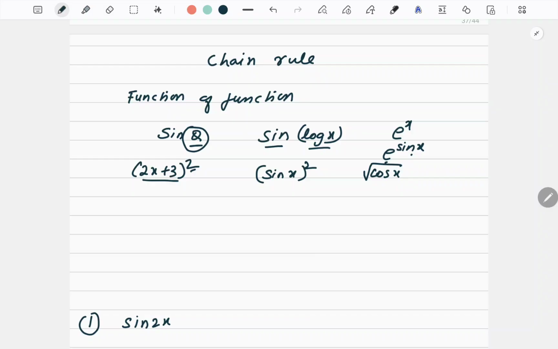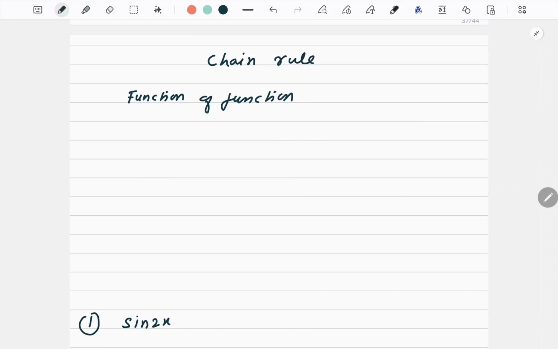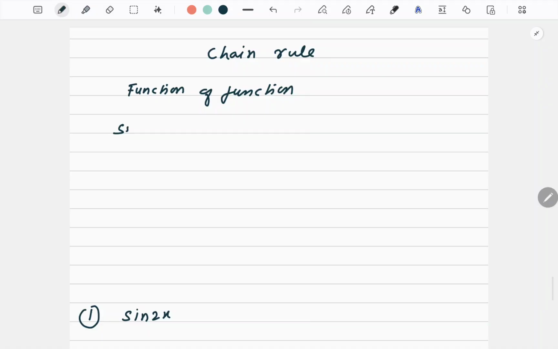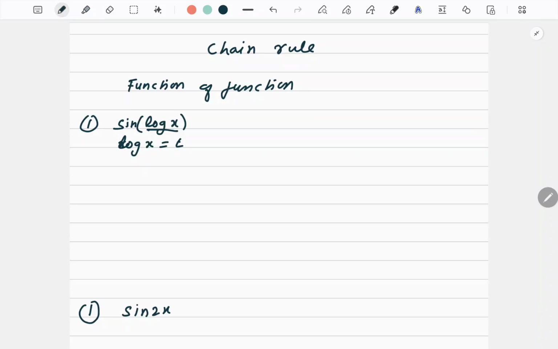There are two methods to handle this. I'll tell you one by one both the methods. Okay. So now the first method is, suppose you have sine of log x. Okay, this is your question. So what I will do, since this is a function, I will take log x is equal to t. Right? So this will change the function, but this method I personally feel is little complicated. Okay, so log x I am taking t. Little complicated, but okay, if you pay attention you will get it.